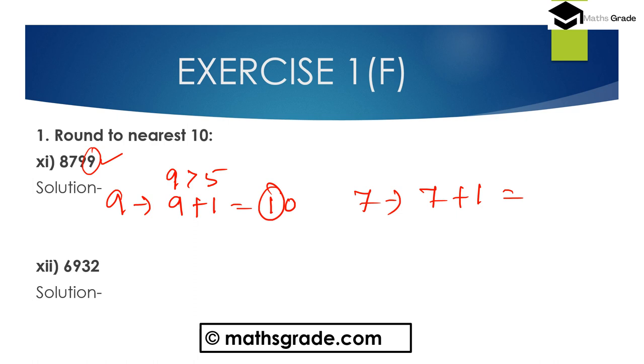Now 7 changes to 8, 7 plus 1 is 8. And write down the thousands place digit 8 as it is. And this unit place digit 9 changes to 0.